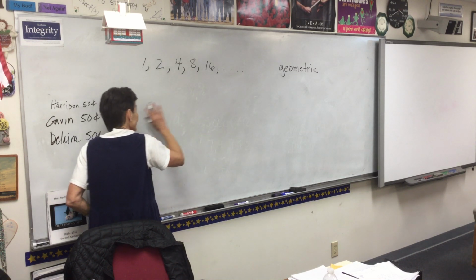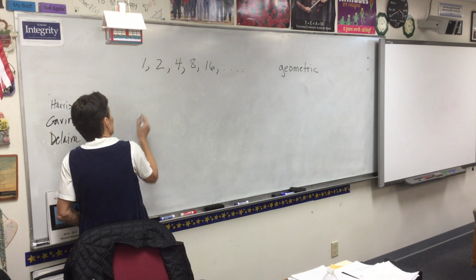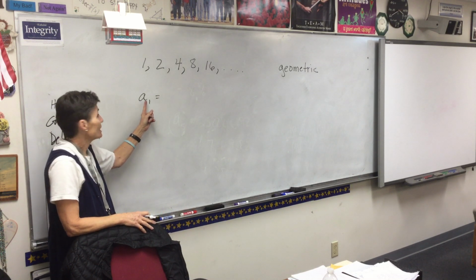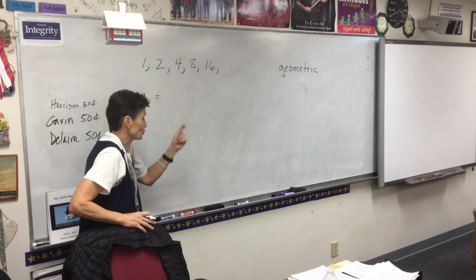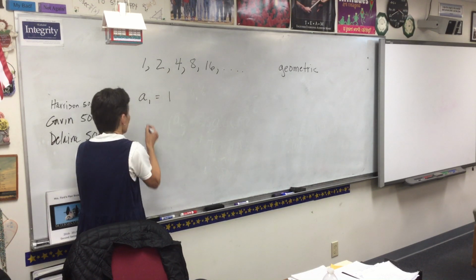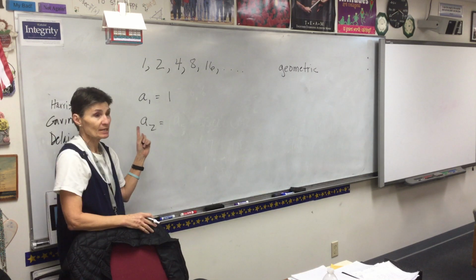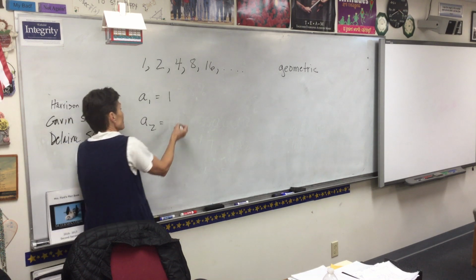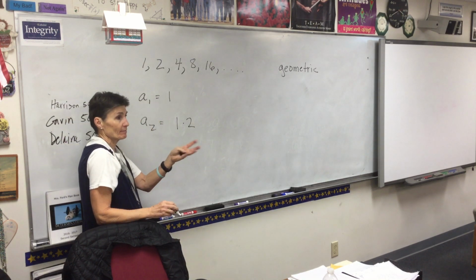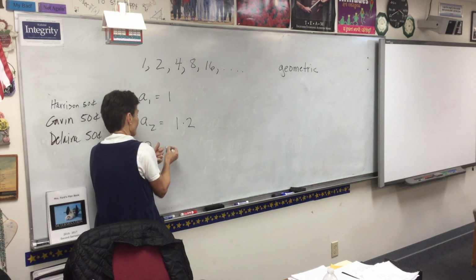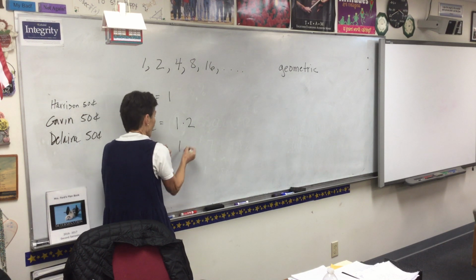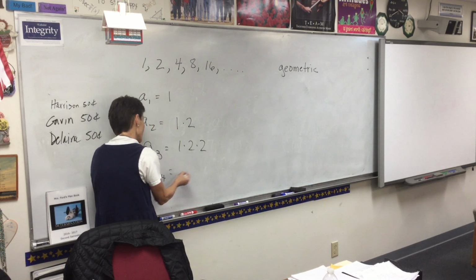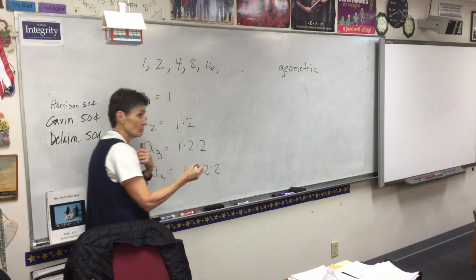Now, if we analyze our terms here, the first term, and I'm going to go ahead and use sequence notation. Do not be confused. A sub 1 just means first term is 1. Now, the second term, A sub 2, is the first term times 2. That's what you said. What's the third term? It's this one times another 2. And then this one is that one times another 2.